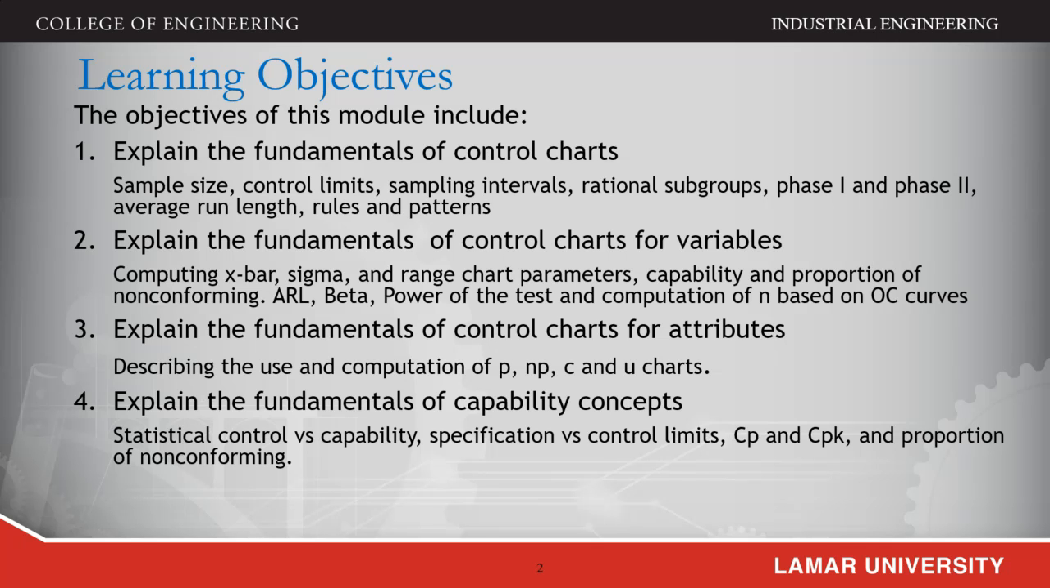The objectives of this module are to explain the fundamentals of control charts, to explain the fundamentals of control charts for variables, explain the fundamentals of control charts for attributes, and explain the fundamentals of capability concepts. In order to do this, we're going to go into some of the details of how to construct control charts and the different types of performance indicators for these control charts.